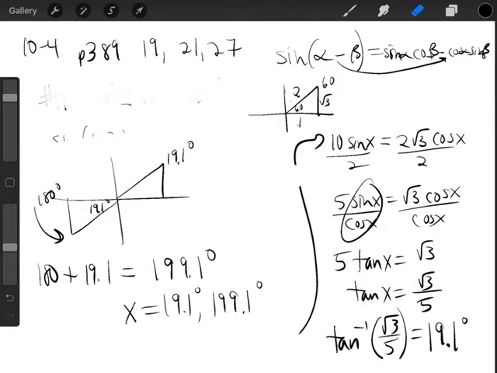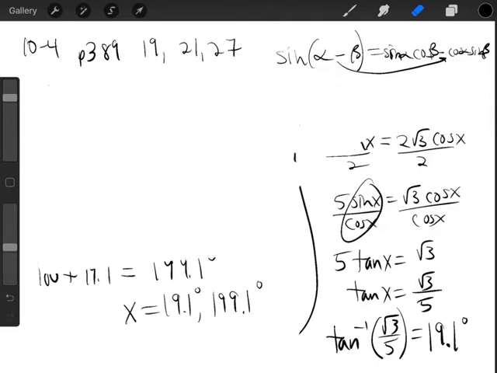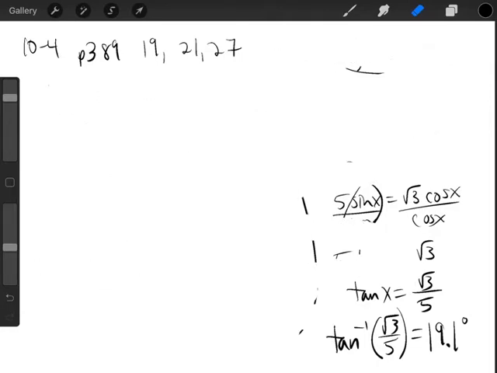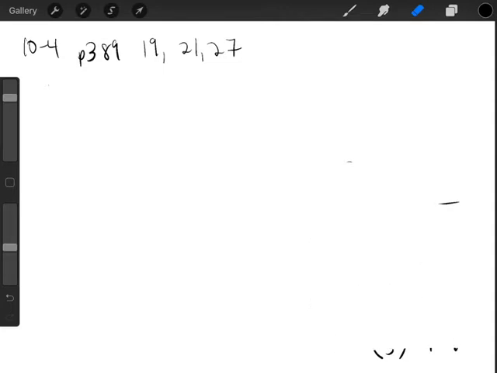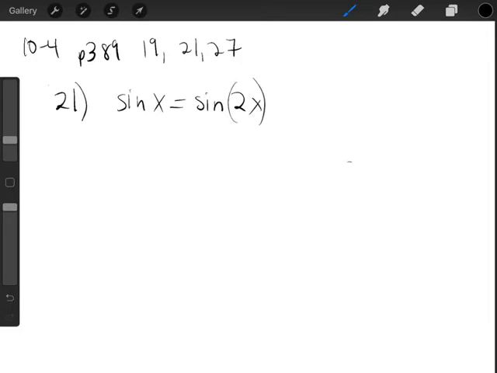Let's go on to 21. 21 is also dealing in degrees. And let's see here, let me get this written down. I believe 21 says sine of x is equal to sine of 2x, which is a double angle.